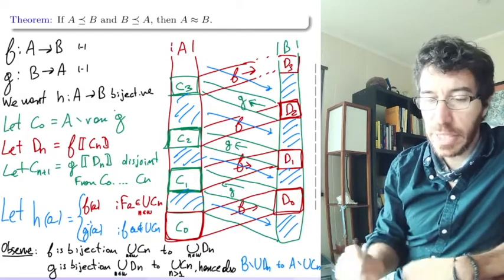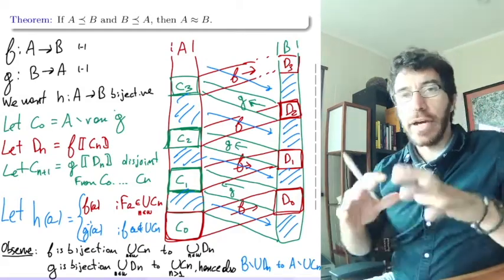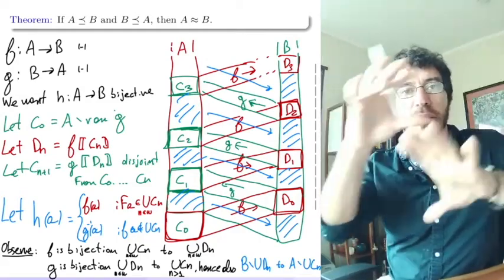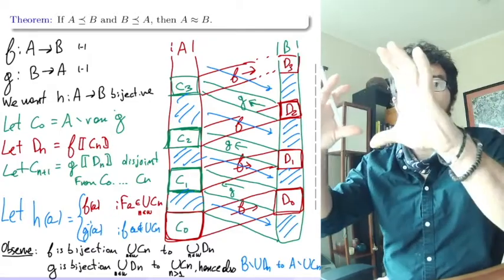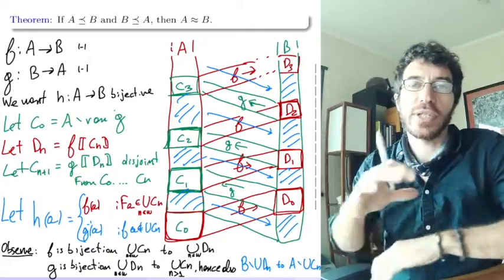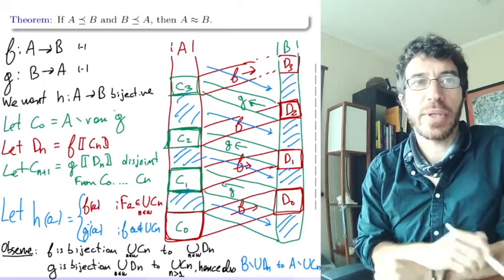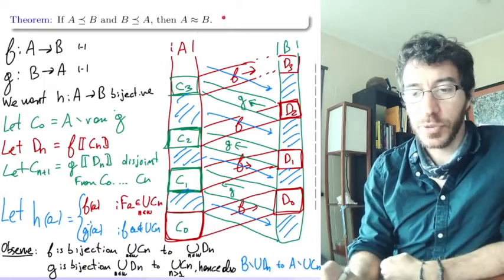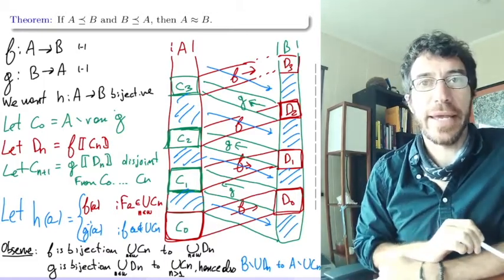So that's how we divided the sets A and B into two pieces, and we have bijections between each other, F going one way and G going the other way on the other sets. So that's how we get our bijection that proves that A is equinumerous to B.